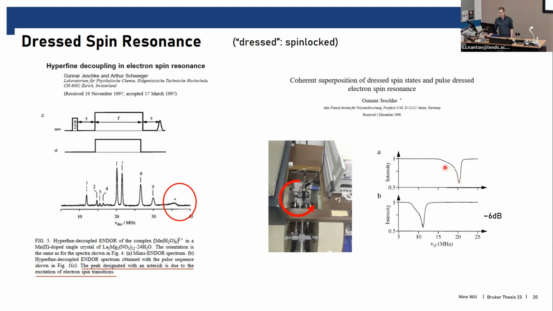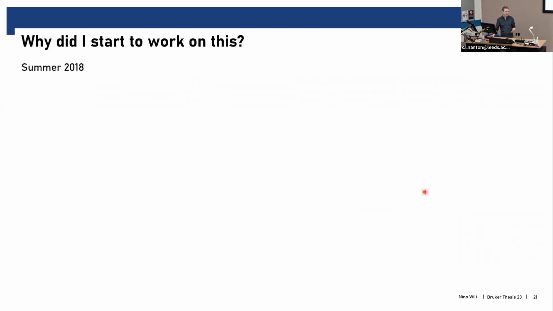And then what you see is really just a drop in intensity when you hit the nutation frequency. And if you change the microwave frequency, then basically you're changing the spectrum. I have to speed up a little bit. So why did I start on this work?